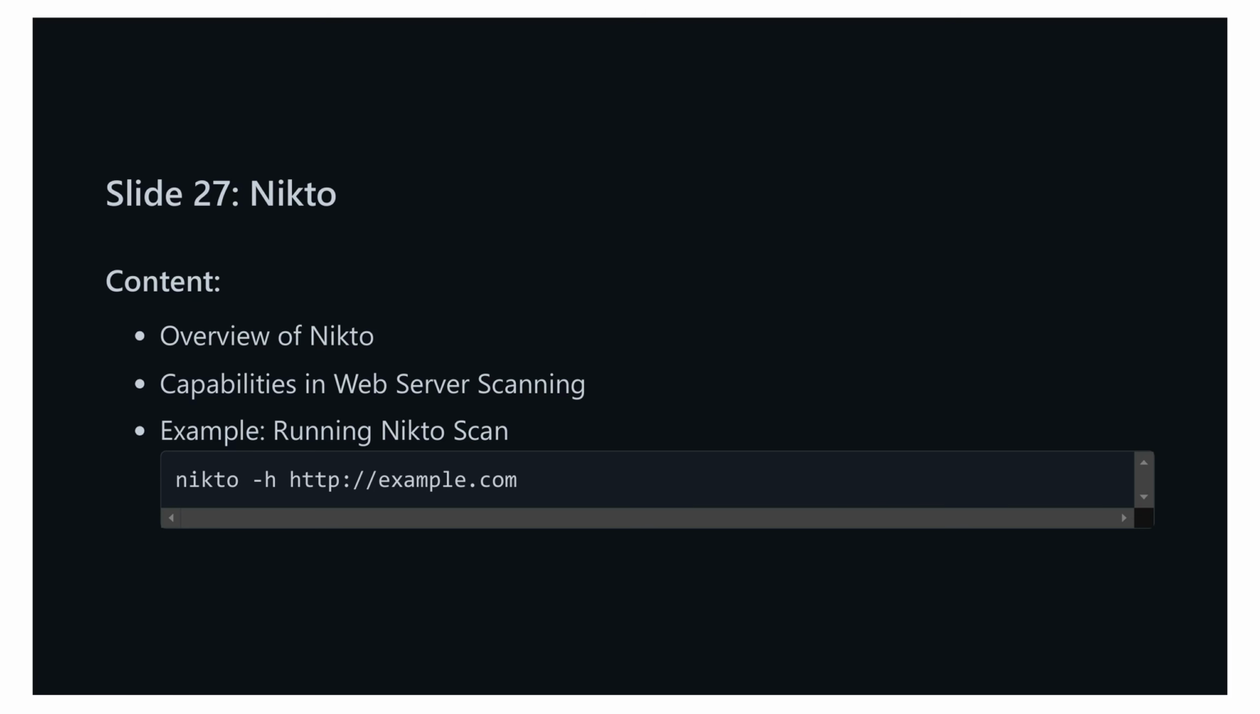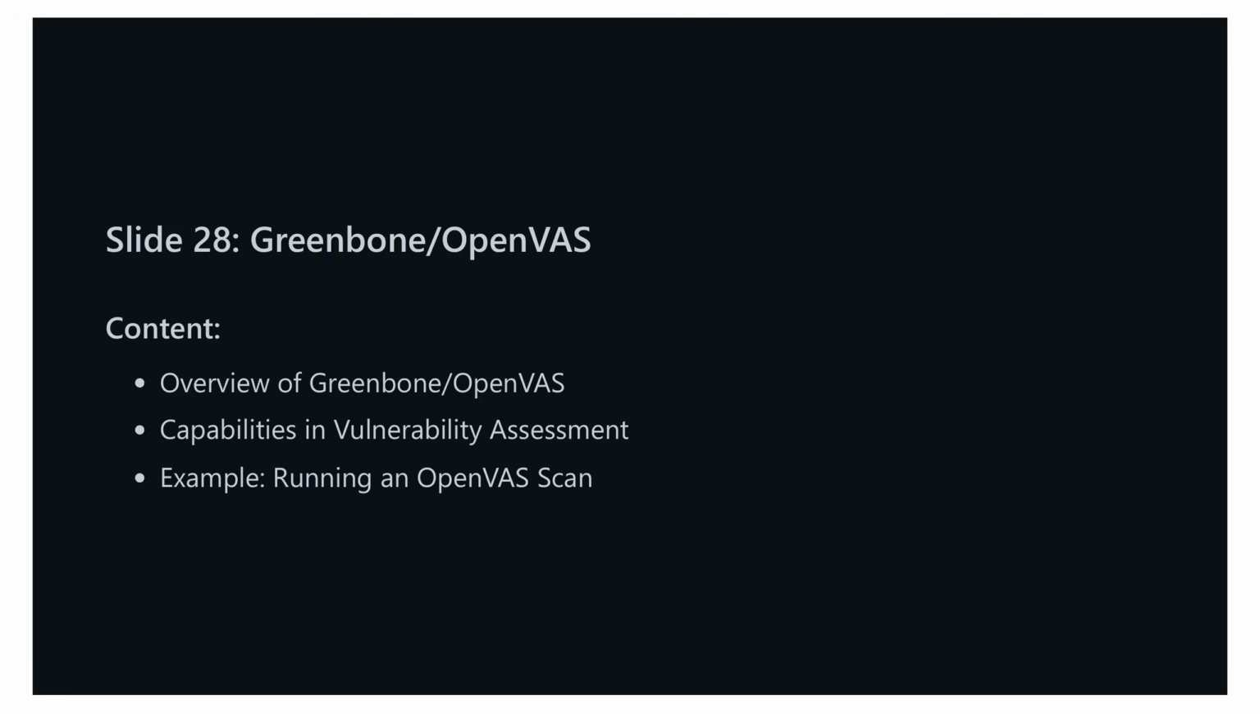In the next slide, we will discuss Greenbone OpenVAS, another crucial tool that extends beyond web server scanning to perform comprehensive vulnerability assessments. Slide 28 introduces us to Greenbone OpenVAS, a comprehensive tool for vulnerability assessment. Just like Nikto, which we discussed in the previous slide, Greenbone OpenVAS is highly proficient in identifying security issues, but it goes several steps further by performing an in-depth analysis of vulnerabilities across various system components. This tool excels in scanning for known vulnerabilities, and it provides detailed reports that are invaluable for identifying and prioritizing security weaknesses.